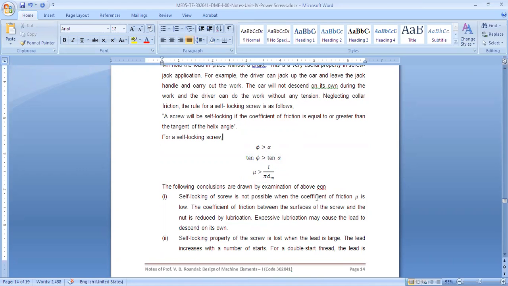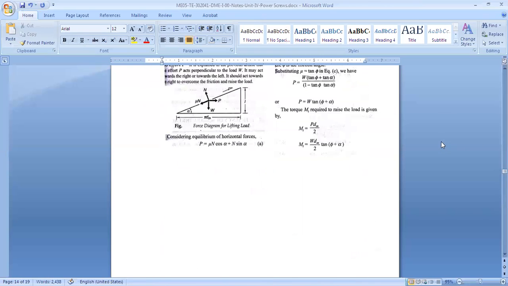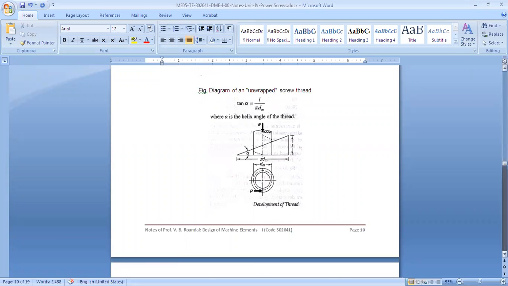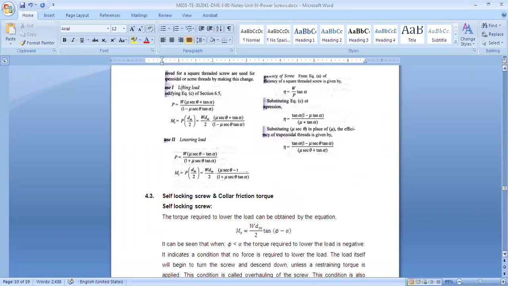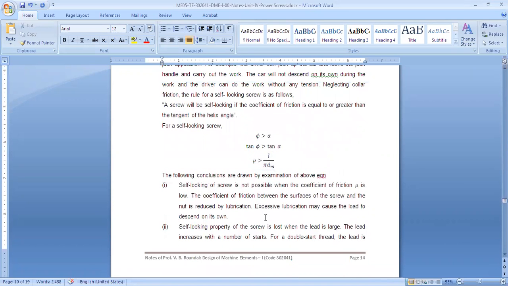What is tan alpha? Tan alpha is L upon pi dm. We have seen that triangle. Let me show that again. Okay. If you see this triangle here, tan alpha is equal to L upon pi dm. L is the lead, and pi dm is the mean diameter circumference. Let's go back to the equation. So mu, the coefficient of friction, should be greater than L upon pi dm.